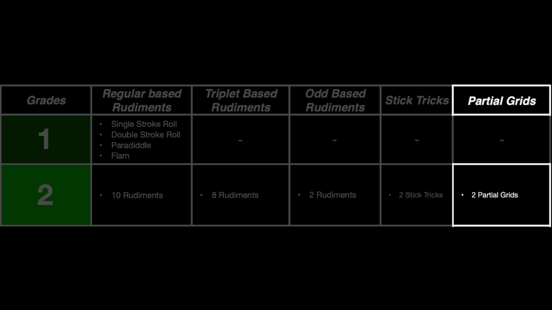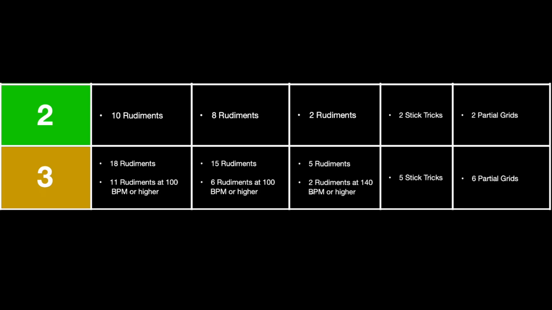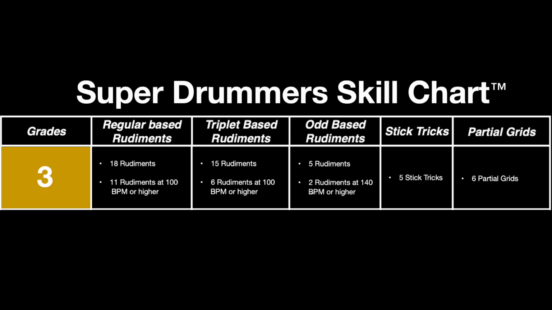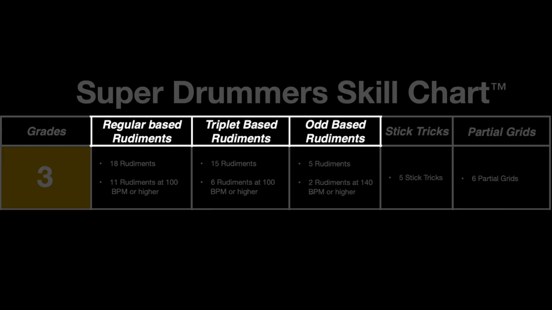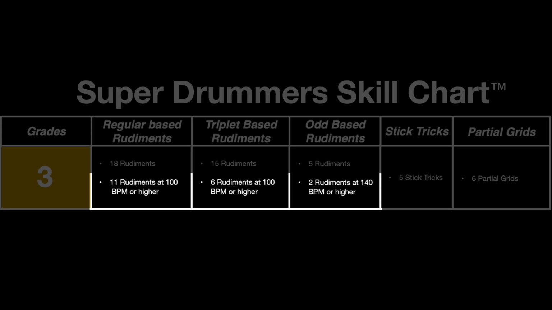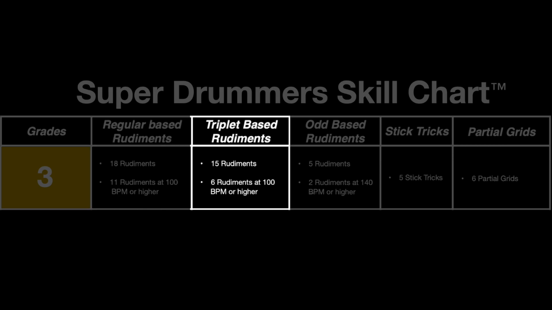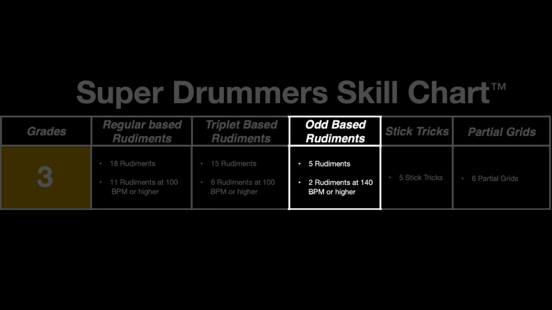Again, for grade 2 and even looking at grade 3, you only need to learn any of the 2 partial grids for grade 2, 6 of the partial grids for grade number 3. And speaking of grade number 3, when you look at the rudimental categories again, this time what's added to each category of rudiments are the beats per minute, the BPM. So now, for example, with regular based rudiments, you would have to learn 11 of them at 100 beats per minute or higher. For triplet based, it's the same thing, 6 rudiments though. And then for the odd based one, you got to learn 2 rudiments at 140 beats per minute or higher.